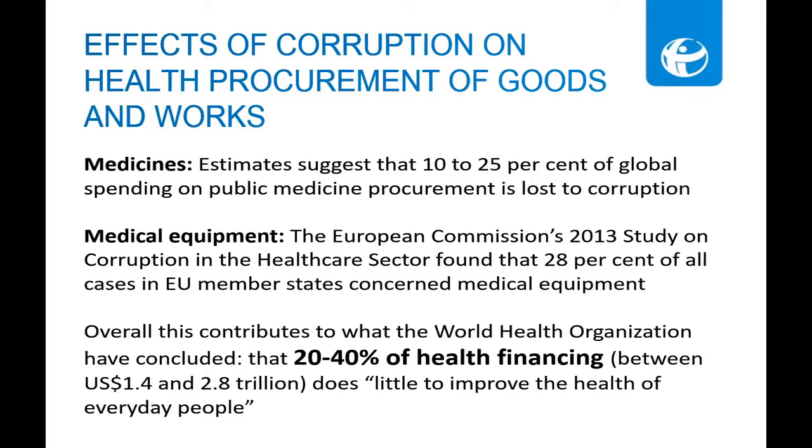Essentially, corruption removes critical resources, meaning that governments either have to spend more to make up the gap, which means potential underspending in other critical areas, or let those in need go without. Just to labour the point, as is shown at the bottom of the slide, corruption in health procurement is related to 6 out of the 10 main reasons that the WHO gave for the statement that 20 to 40% of healthcare financing does little to improve the health of everyday people.